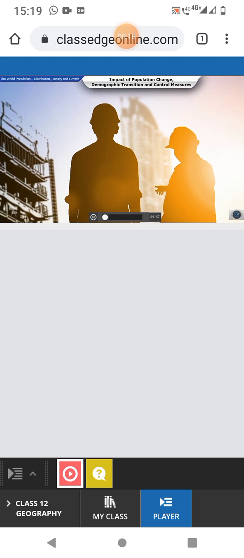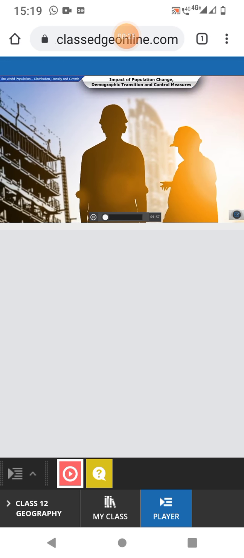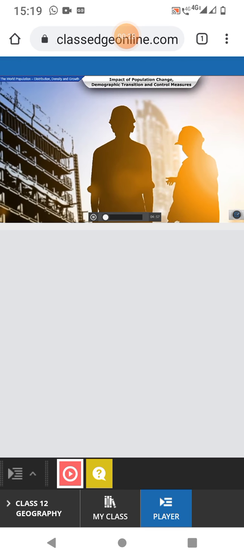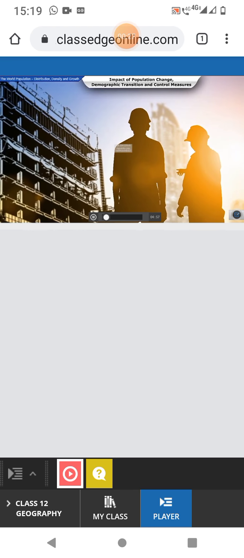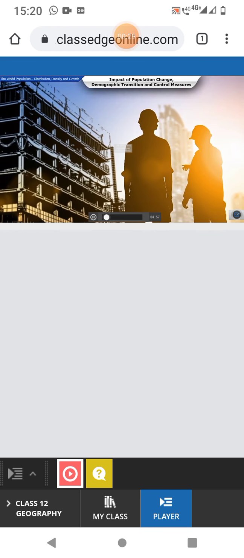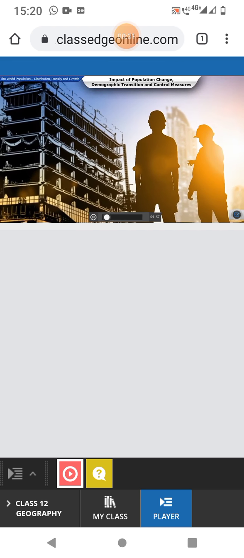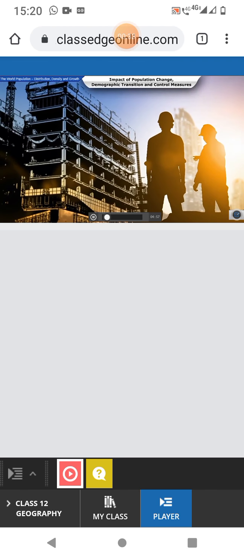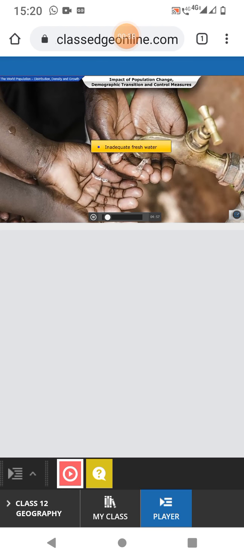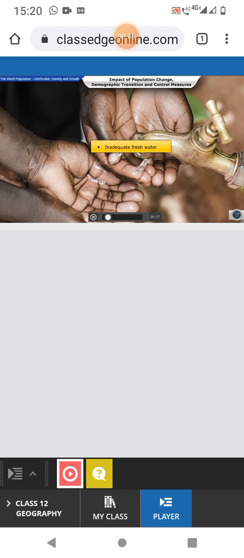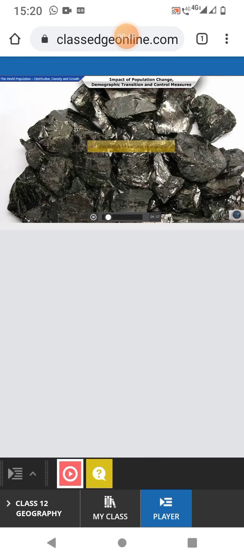Human resource is the most important resource of any country. To a certain extent, human population can be treated as a resource of a country. But after that, when population growth goes beyond its limits, it leads to certain problems. Inadequate fresh water for drinking as well as sewage treatment and effluent discharge.